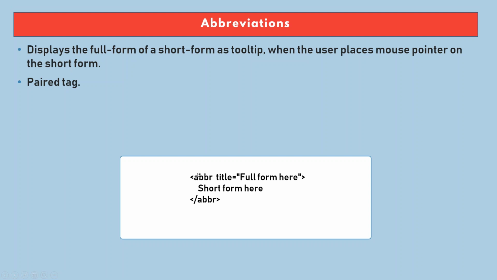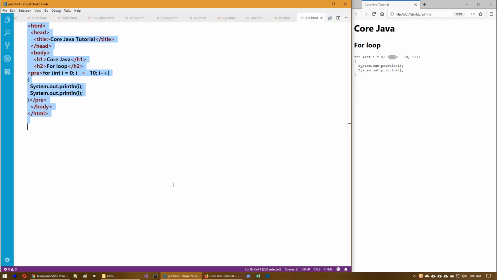Display abbreviation is the command here. But what full form should be displayed? The full form is given by the title. We have to specify the title. Very simple. Here you mention the short form, and in the double quotes you mention the full form. First ABBR, then a space, then title, which is the attribute. Every attribute contains a value. What is the value here? The full form. So when the user places the mouse pointer on the short form, it will display the full form. Notice in the program.